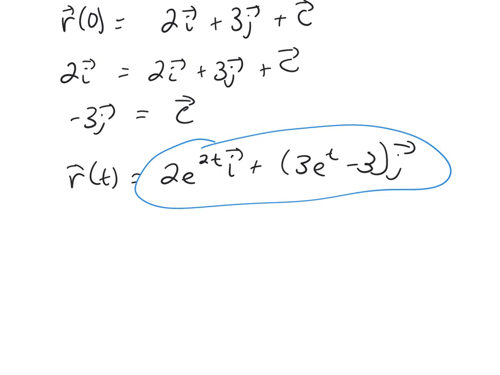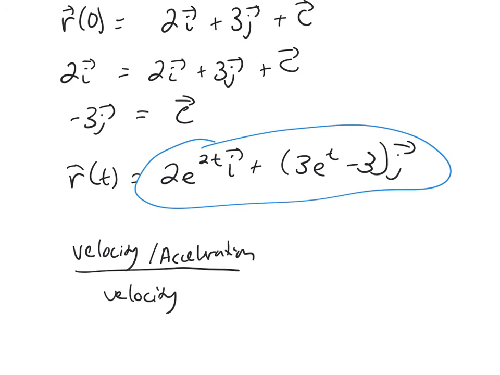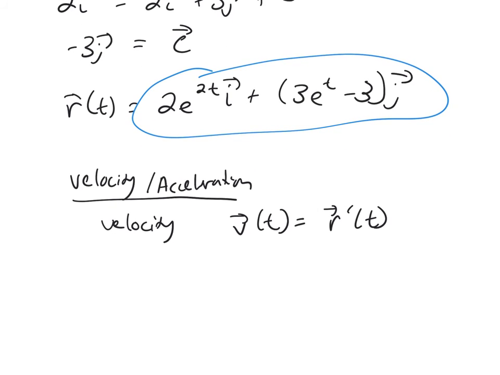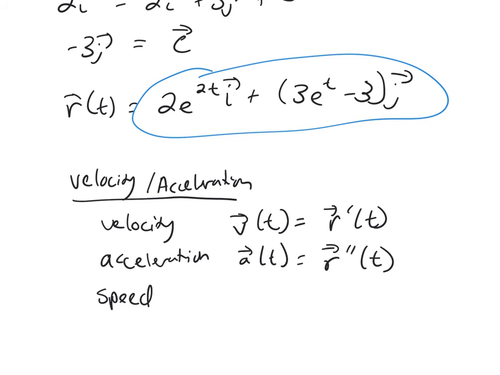All right, so then we talked about velocity and acceleration. So remember that velocity is the derivative of position. Acceleration is the derivative of velocity, so it's the second derivative of position. And then if you're asked for speed, it's the magnitude of velocity.